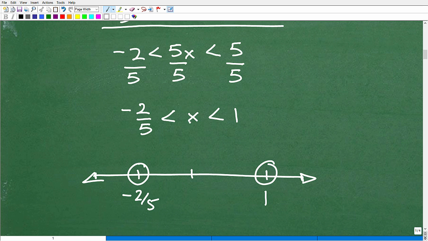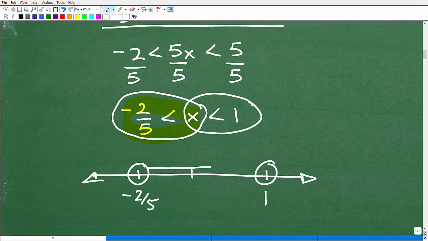So what is this saying? This is saying all x's that are greater than negative 2/5, okay? The solution to this inequality is all x's that are greater than negative 2/5, but at the same time less than 1. So it's these numbers here, right in here, not including negative 2/5 or 1. That's why we have open circles.